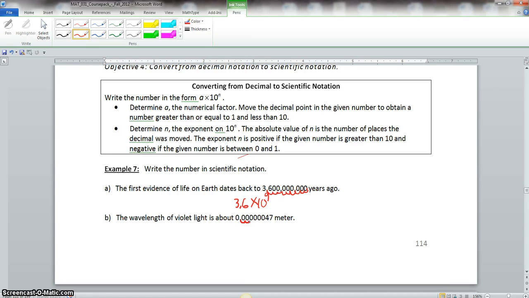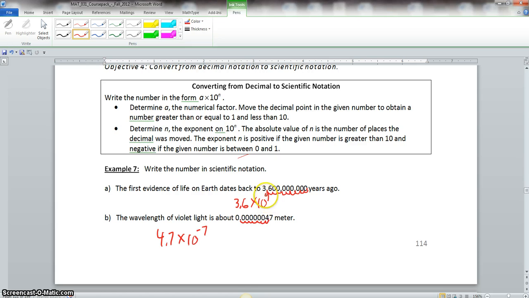So we have 1, 2, 3, 4, 5, 6, 7 places. So we will have 4.7 times 10. Now we move this decimal to the right. Whenever we change a decimal to scientific notation, if we move it to the right, then our exponent will be negative. So we move this 1, 2, 3, 4, 5, 6, 7 places. So it'll be 10 to the negative 7.